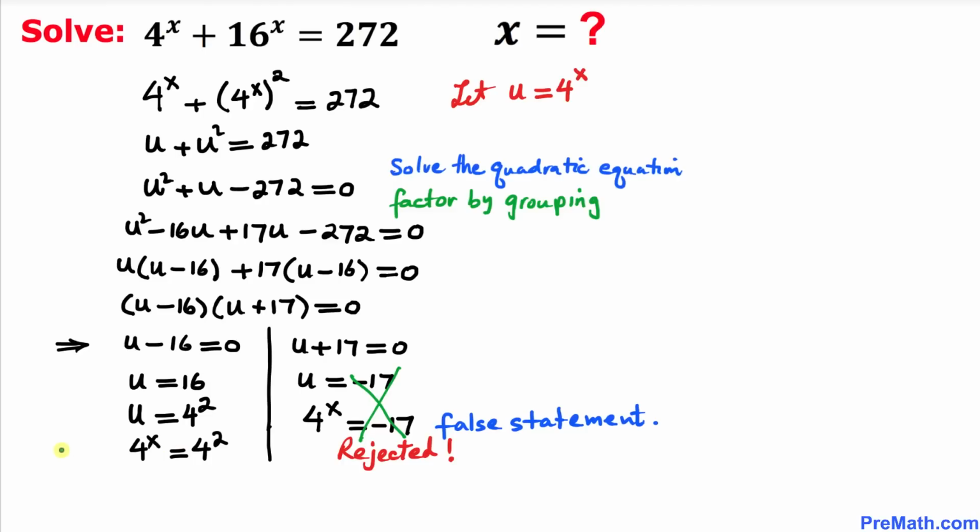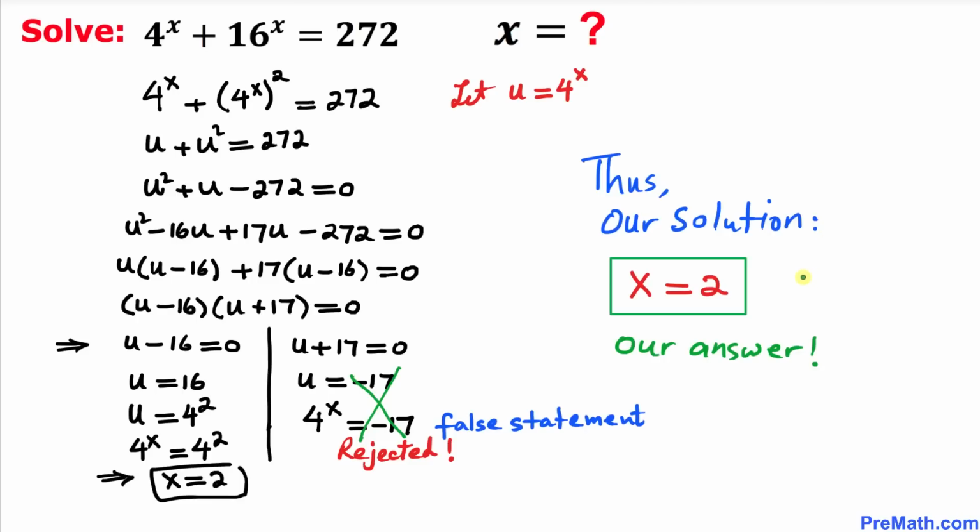Now let's focus on this side. 4 power x equals 4 power 2. And now we can see that our bases are the same. So therefore we can equate their exponents. So therefore our x equals 2, and that's our solution. Thus our solution turns out to be x equals 2.